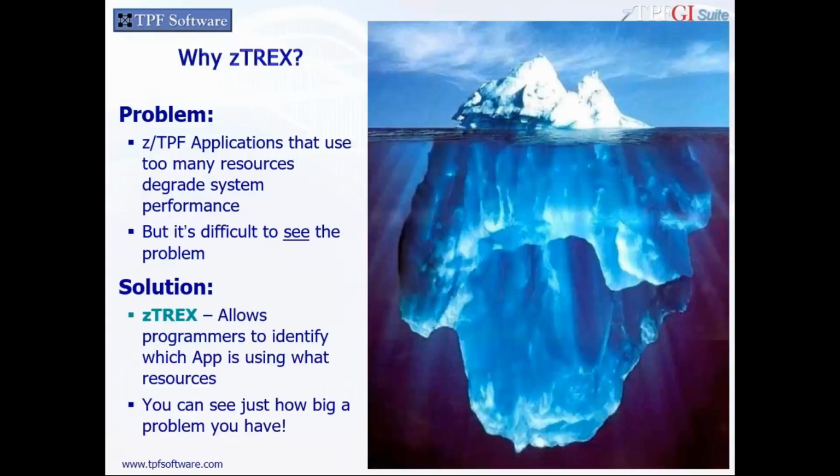In the picture, there is an iceberg showing at the top. It seems to be very small, but in the background, at the bottom, you have a much bigger iceberg, but the application users might not know the effect of the problem. That is what it is indicating. zTREX is a tool which helps us to identify and optimize our coding process.